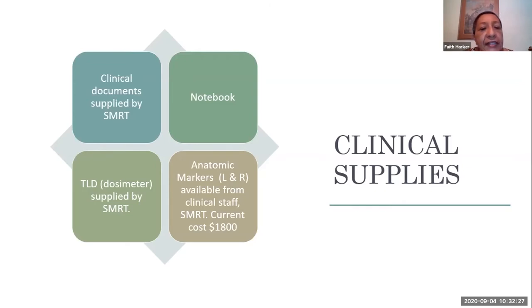You will need your TLD, and you will also need a pair of anatomic markers, which is a left and a right, two letters, which you will use to mark your films at all times. These are small items, but they're expensive. The current cost, and only because I bought them last year, is $1,800. They have to be procured from the United States. And once the dollar moves, the cost moves.